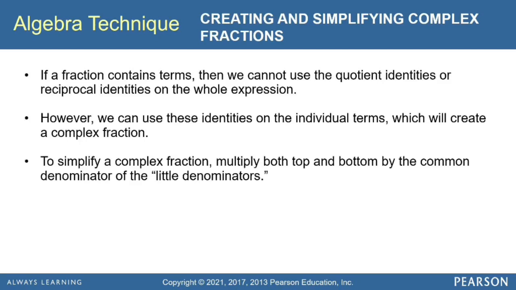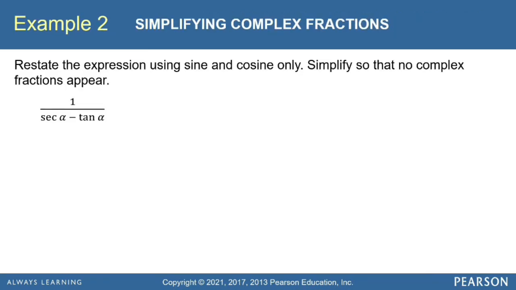And to simplify a complex fraction, what we'll do is multiply both the top and the bottom by the common denominator of the little denominators. And you'll see what I mean by that in example 2. And here we are. It says restate the expression using sine and cosine only.